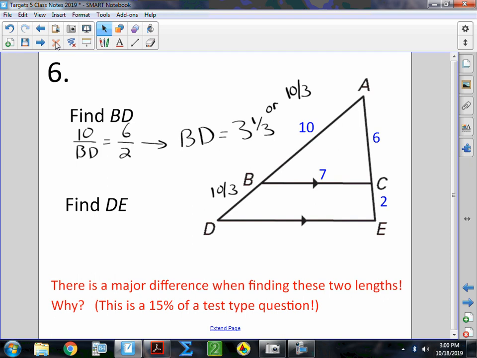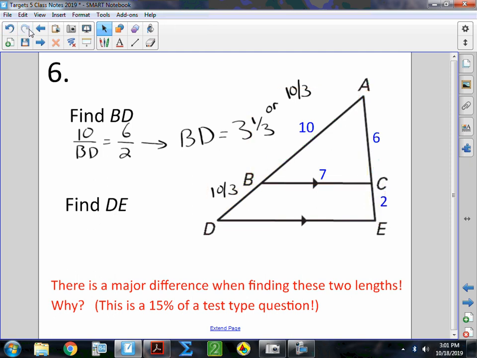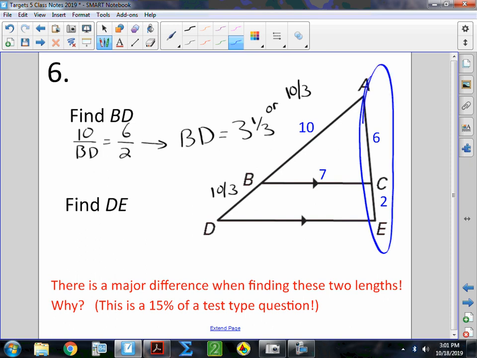Here's the thing. When we found BD, I just got rid of all the highlighted parts. We're using a new theorem. The new theorem is if I have a parallel line inside a triangle, it splits the other two sides of the triangle into proportional parts. So 10 was a part of a bigger segment. The yellow BD, which is now 10/3, was part of a bigger segment. The blue 6 was part of a bigger segment. And the number 2 was part of a bigger segment. That bigger segment being the entire side of the triangle.